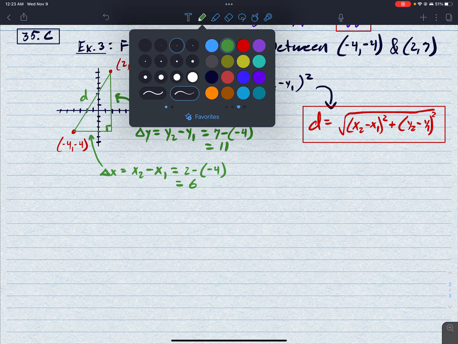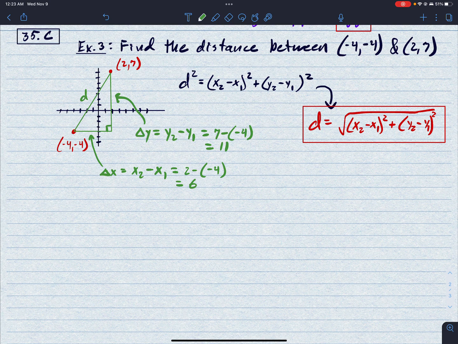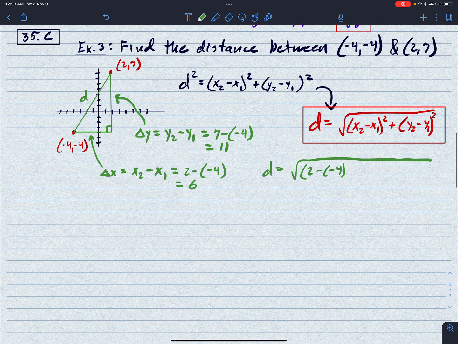All right, so to clean this up and simplify it for my particular problem, the distance is equal to, again, the square root of what we've already done, which was 2 minus -4 squared, and that was the change in x, plus 7 minus -4 squared, which was the change in y. Of course, we already did that math, and so this is the square root of 6 squared, that was the x, plus 11 squared, that was the y.